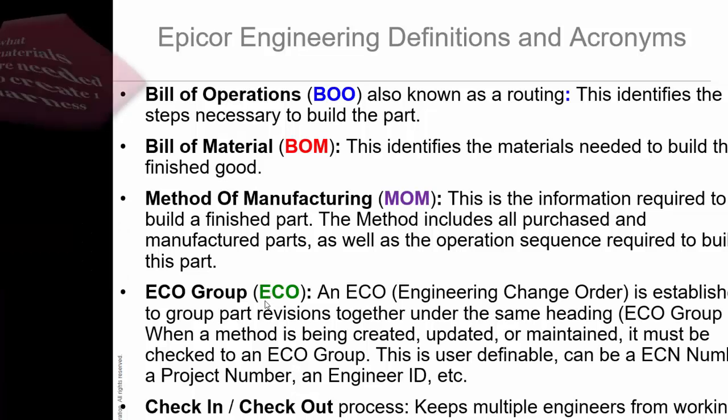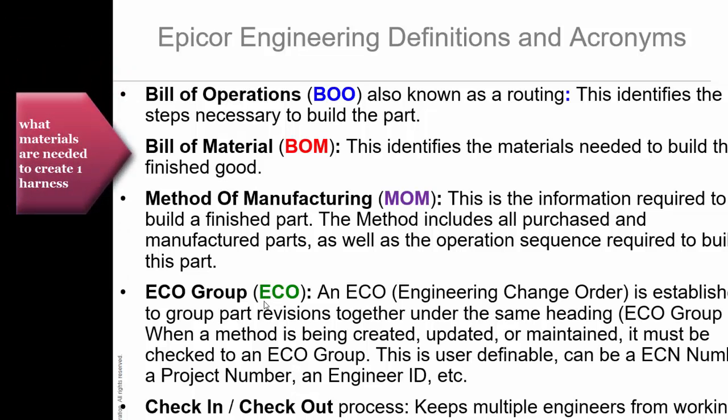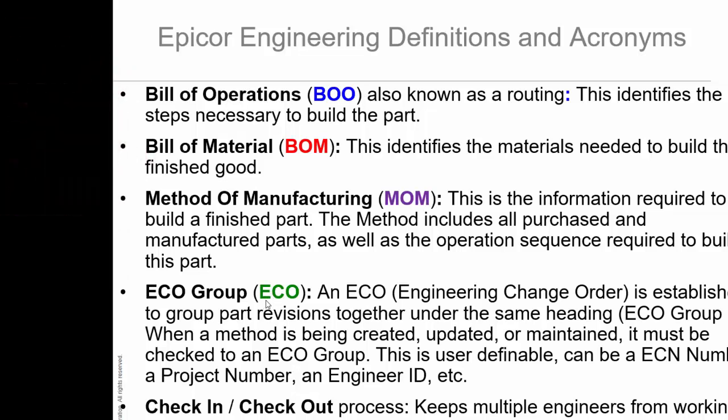ECO group: during the testing we did yesterday, I created 1, 2, 3, 4, 5, 6. The names 1, 2, 3, 4, 5, 6. That is your ECO group for doing further testing. You check in and check out a part. I want to go over all of that with you guys as well.